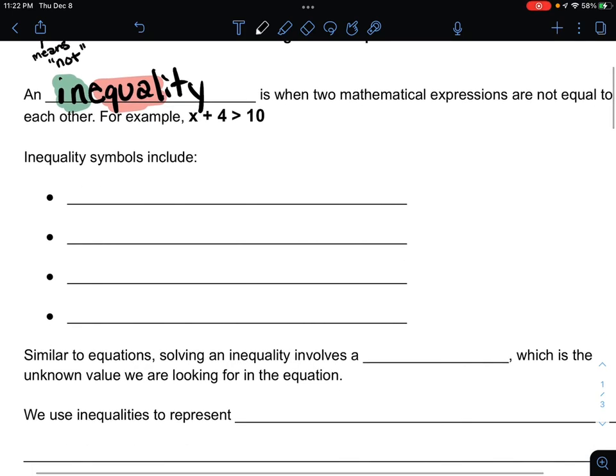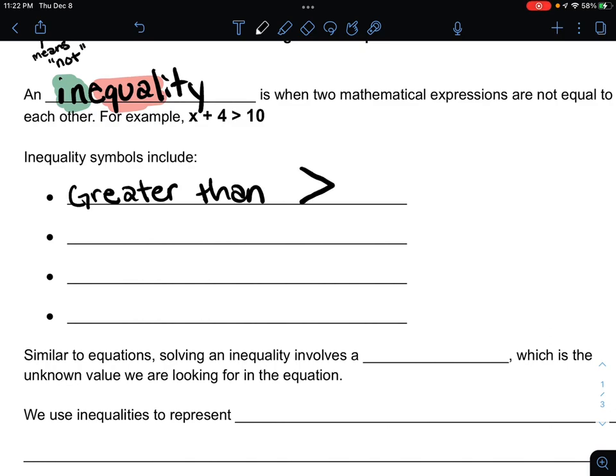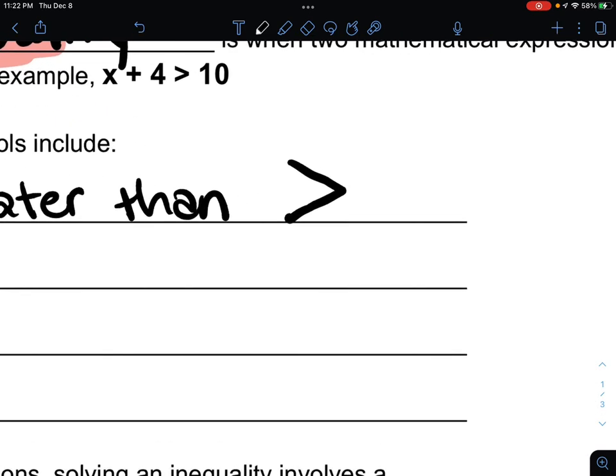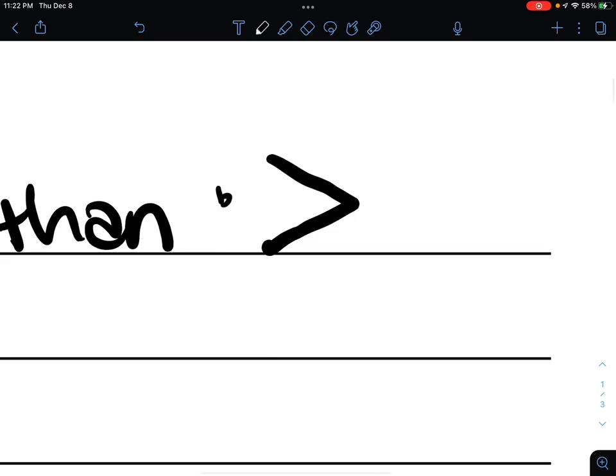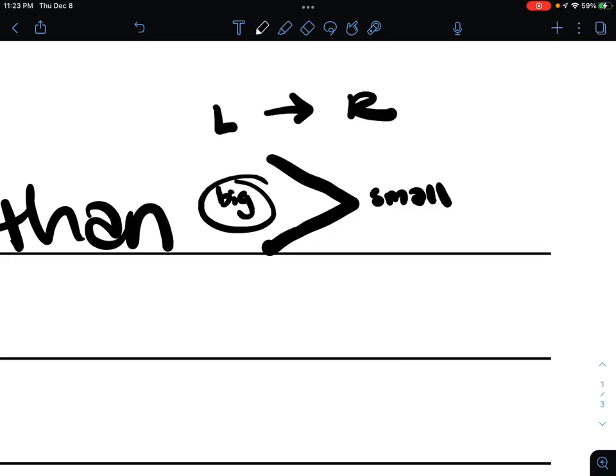So some of the inequality symbols include greater than, like I just showed you in that previous example, which we write as this open-faced symbol. What sometimes helps people to remember this is that this side here is bigger. And in English, we read from left to right. So we have our big side here, and then we have our small side. So this is our greater than symbol.